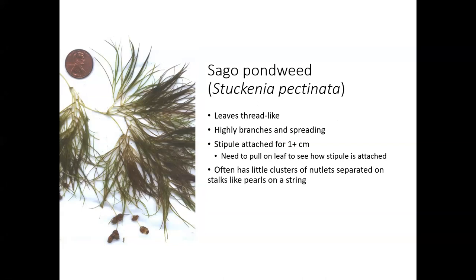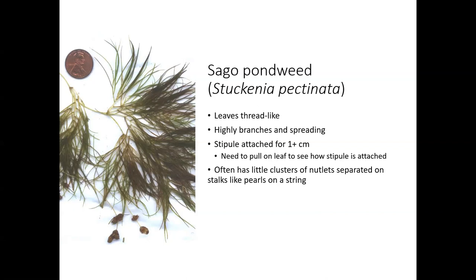The leaves are thread-like. They are very, very narrow. They are highly branched and spreading, so it looks very, very bushy. The stipule is attached for more than a centimeter often. And if you can see one of those leaves, if you gave a tug at that stipule, you would see that the stipule is attached to the leaf quite a ways. And then there's a little free portion that sticks up as a little tab or a little fringe.